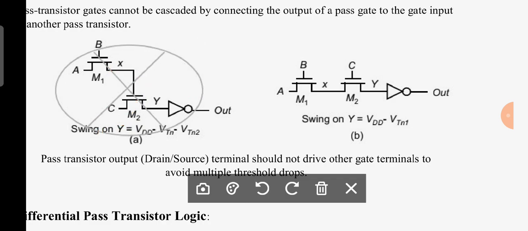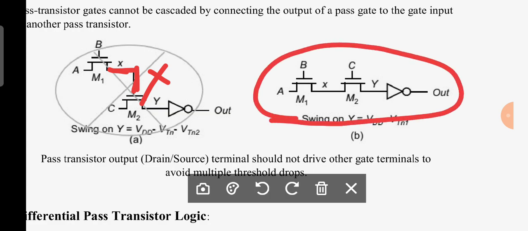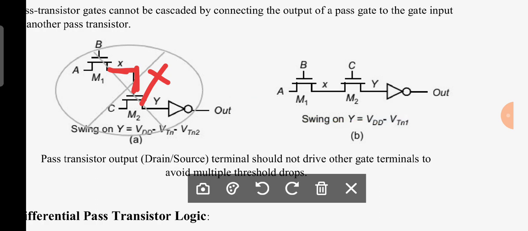Therefore, once again I am telling you that the output of one PTL should not act as a control signal to the other transistor. Is it understood, all of you? That means series connection is possible. I'm not saying that this type of connection is not possible. It is possible, but you should not implement it in this fashion. I hope that is clear.